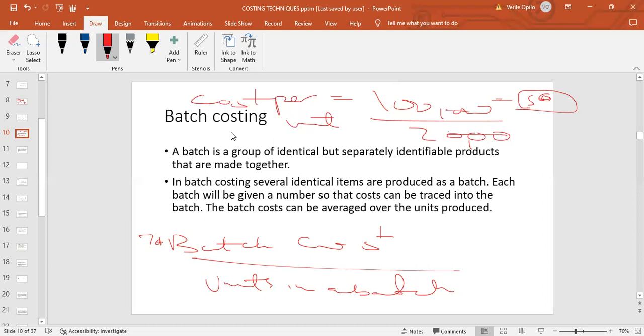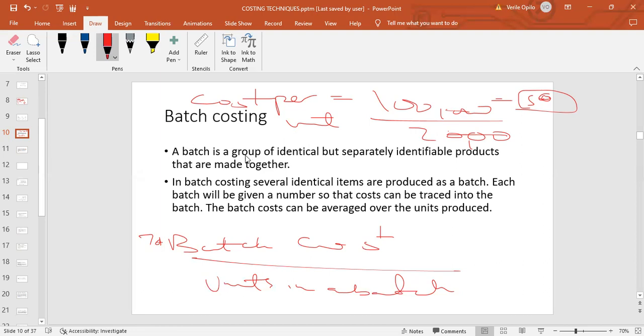We compute the total materials for the entire batch, and afterwards we can get the cost per unit, because sometimes it can be a little bit cumbersome for the organization to compute for each and every unit that exists. So instead, they compute for the entire batch, and then they divide or average over the number of units produced to get the total cost per unit for that batch.